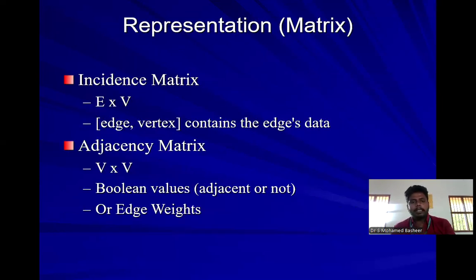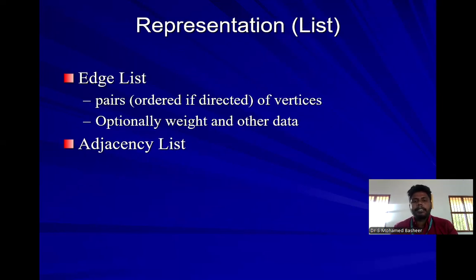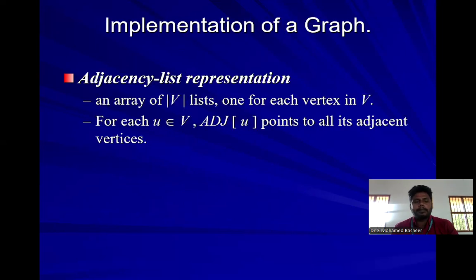Representations of graphs. Incidence matrix: edges cross vertices, which contains the edge data. Adjacency matrix: V cross V, with Boolean values indicating whether vertices are adjacent, or the adjacency weight. Edge list: pairs of vertices, optionally weighted, with other data.